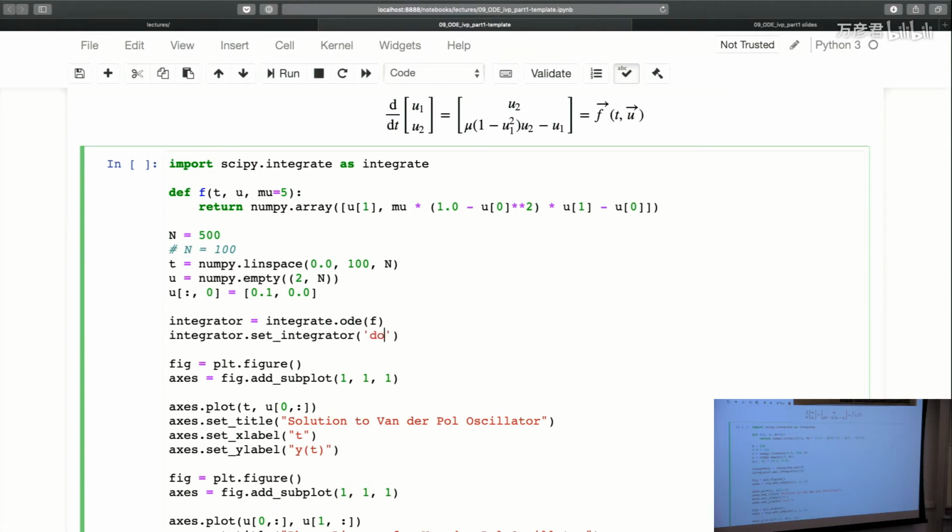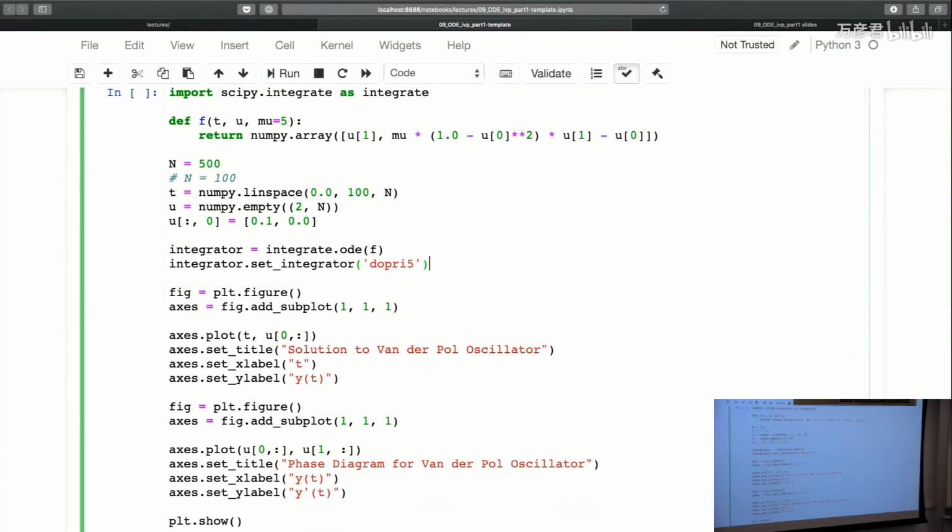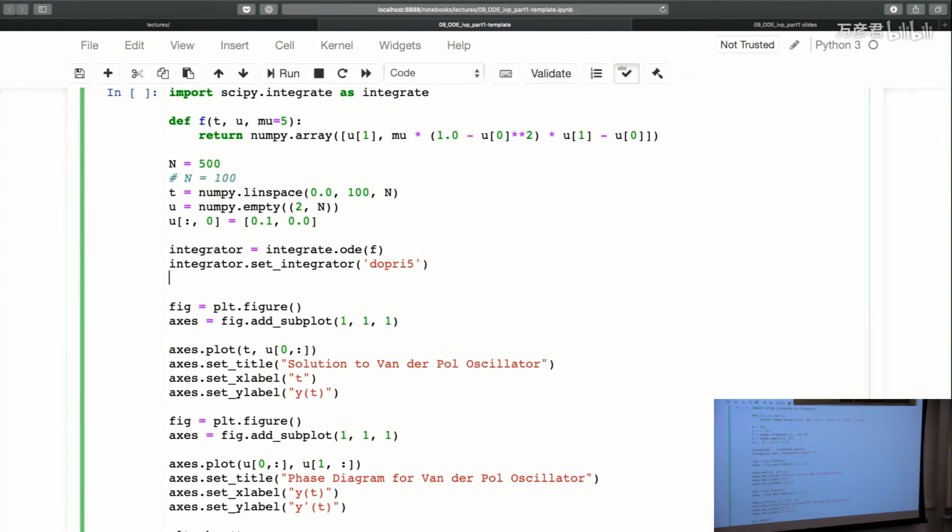So for those of you from MATLAB, if you want to use Runge-Kutta 4.5, RK4.5, that's the same thing, or roughly the same thing as Dupree 5. Dupree is one of the people who are responsible for that. So that's just telling it what algorithm to use. And then the last thing we have to tell this integrator, because it keeps track of this, is what the initial value is. And we stored that in u colon 0, like that. Okay? And now we're ready to integrate.